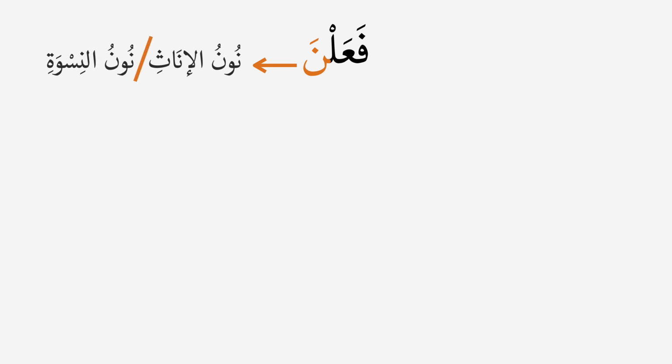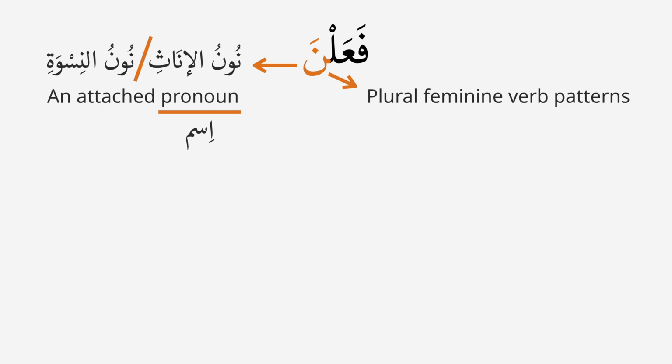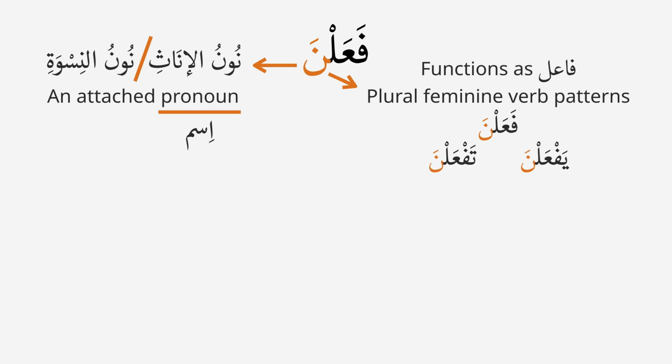Finally, a very important point. In the pattern فعلنا, the letter noon is referred to as نون الإناث by some of the grammarians, while some call it نون النسوة, which is an attached pronoun. Since it is a pronoun, there's no doubt in it being an ism. This noon is found in feminine plural verb patterns only, and it functions as fa'il, as in فعلنا, which is a فعل ماضي pattern, and in فعل المضارع patterns, it is found in يفعلن and تفعلن.